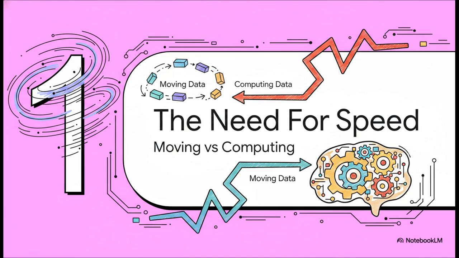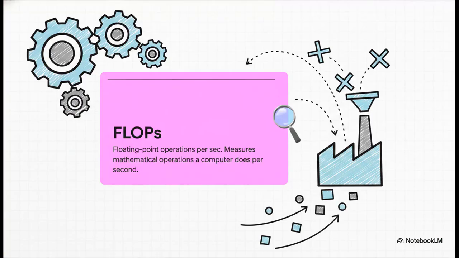The fundamental tension of computing: moving data versus actually processing it. Okay, so we measure a processor's speed in flops, which stands for floating point operations per second. You can think of this as the raw computational muscle of your machine. It's literally the sheer volume of math, like additions or multiplications, that it can execute every single second. It's like a hyper-fast mathematical factory.